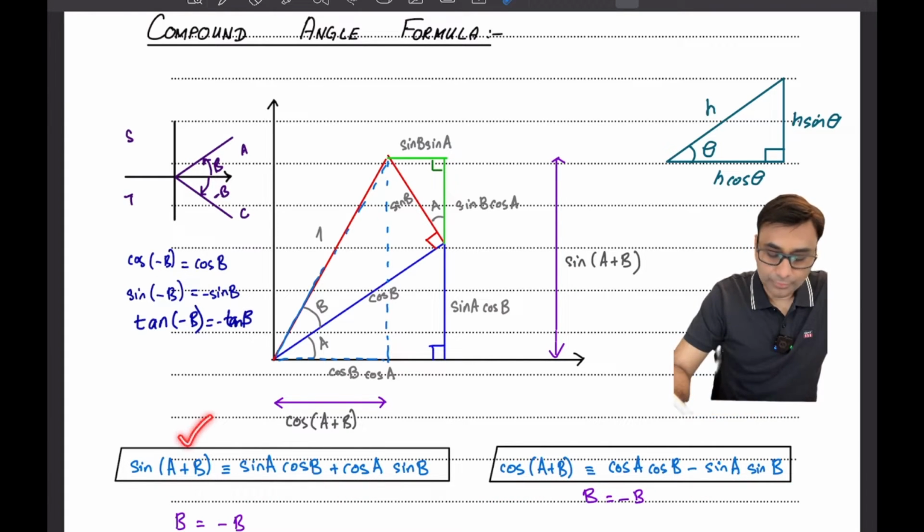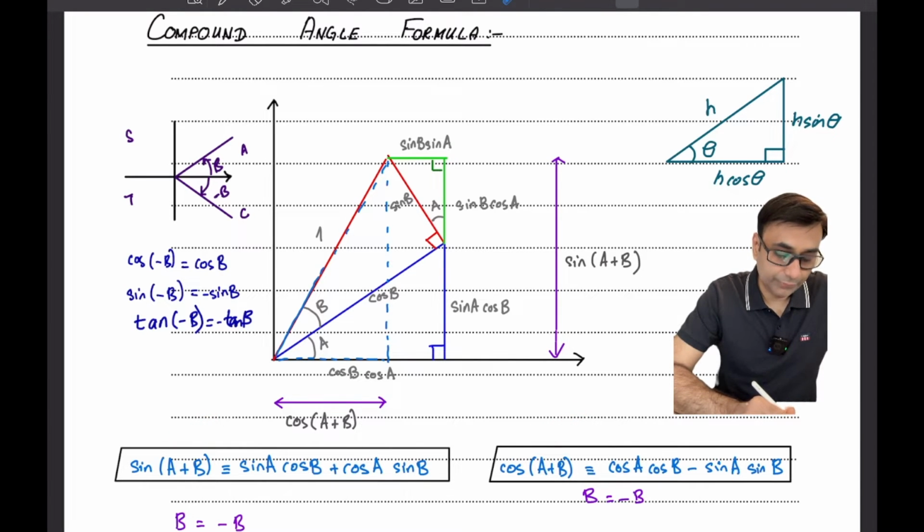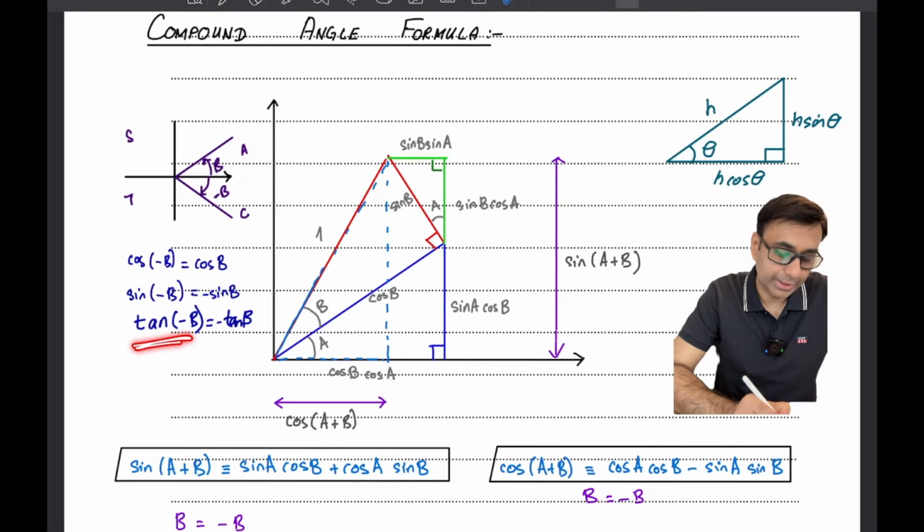Once you have the formulas for the sum of the angles, you can use these formulas to get the formulas for the difference of the angles. For that, first of all, you need to identify that cos of minus b is equal to cos b, because in the fourth quadrant, minus b would lie where cos is positive. Sine of minus b is minus sine b, because in this particular quadrant, the sine ratio is negative. And similarly, tan of minus b should be minus tan b, because that is also negative in the fourth quadrant.